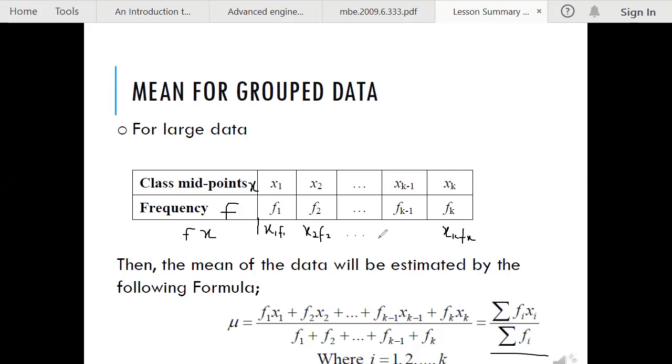Meanwhile, the denominator will be the sum of the frequencies. This means total all the frequencies. So you add the frequencies to get the denominator, whereas for the numerator, you sum everything here, which is the summation of fx, to get our numerator. Good. So let's look at a recap example we looked at in class.